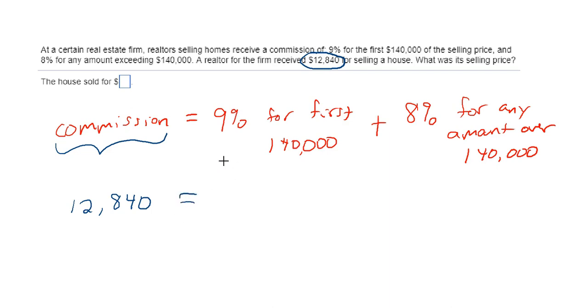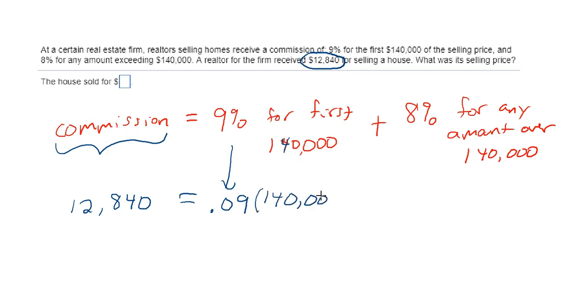Equals 9%, which, remember I said a couple problems ago, whenever you're doing percents in word problems, you want to convert those to decimal form. So 9% is 0.09, not 0.9. I get a lot of students that put 0.9. That's 90%, right? So 0.09 for the first $140,000 of the selling price of the house. So assuming the house sold for at least that much, they're going to get 9% of that full amount, of the full $140,000.